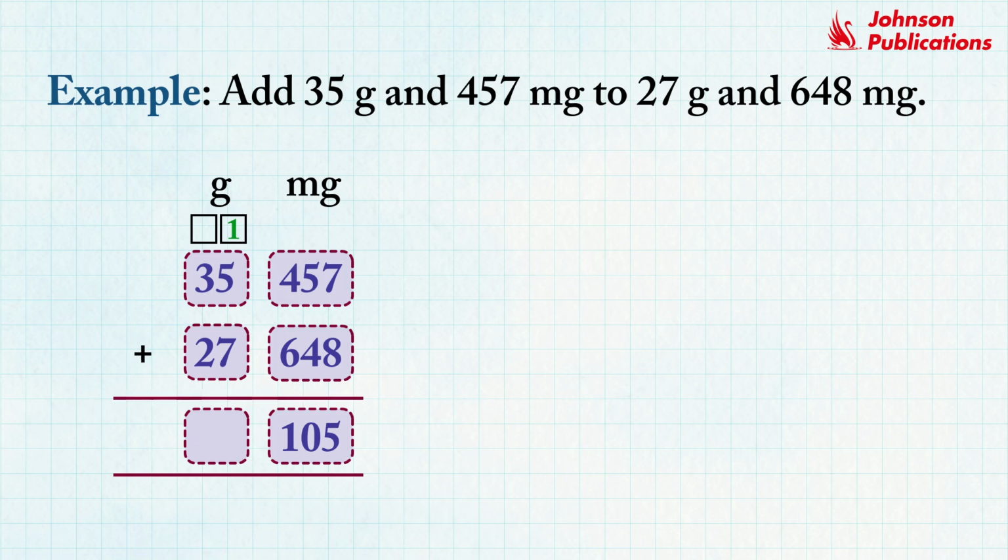Step 2. Add the grams. 35 plus 27 plus 1 is equal to 63 gram. Thus, the sum is 63 gram and 105 milligram.